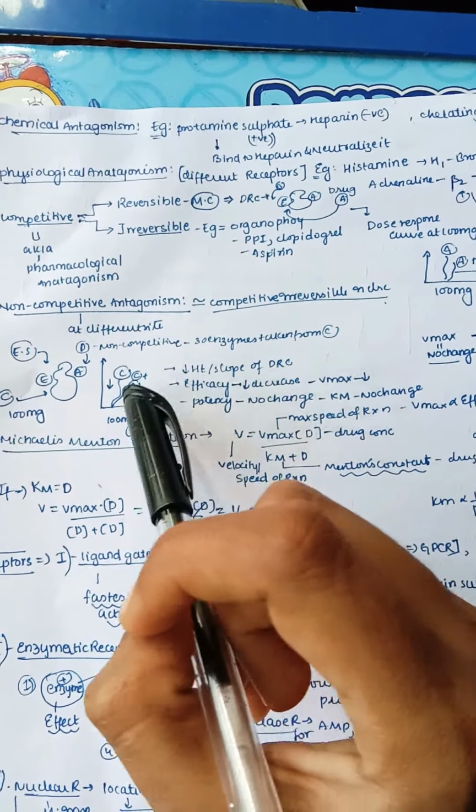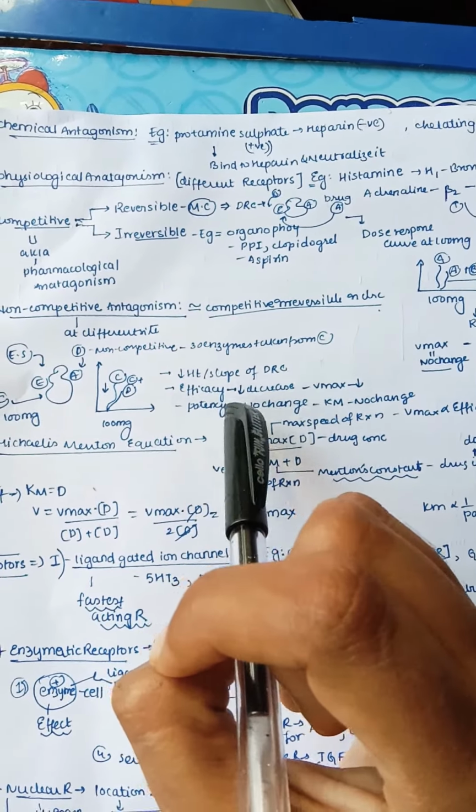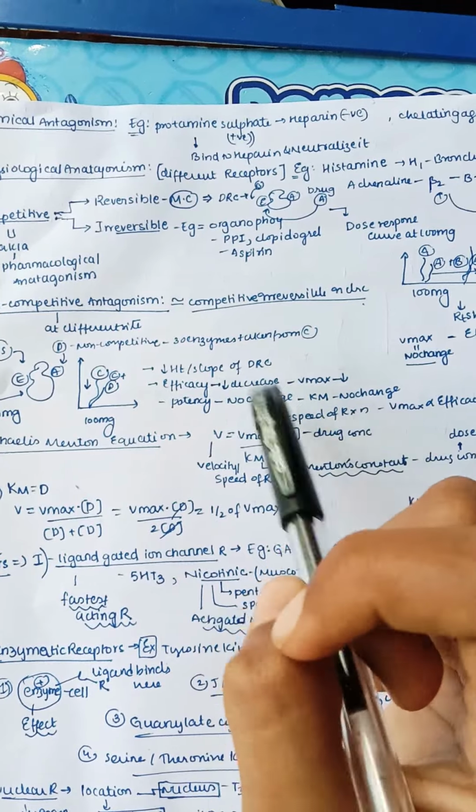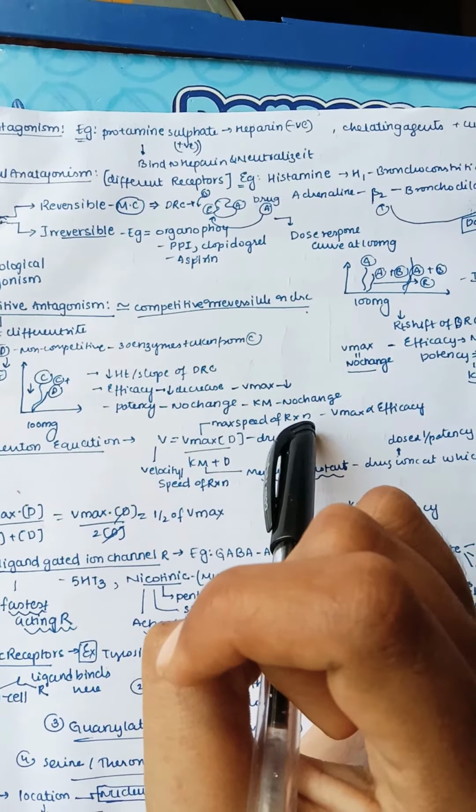The height or the slope of the DRC is decreased in this case, and the efficacy is also decreased, Vmax is also decreased, potency no change, and Km also no change.